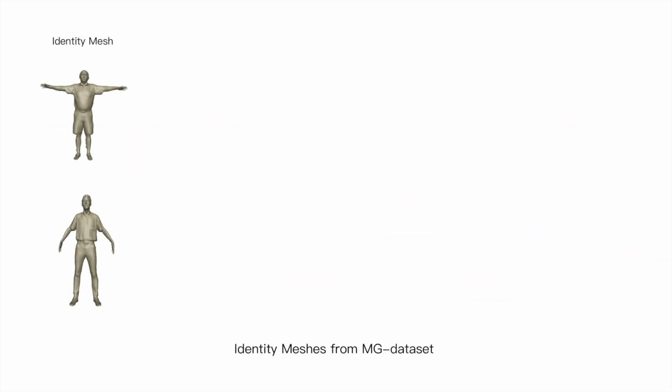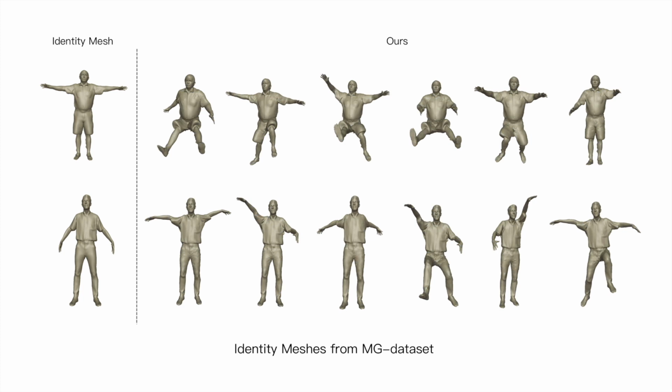Further, we show the generalization capability of our method. We use meshes from the MG dataset, in which the human meshes are wearing clothes. From the result, we can see that our method can deform the identity mesh to various poses with good visual quality. It is worth noting that our model for this is trained using the SMPL dataset, in which the human meshes do not wear clothes.